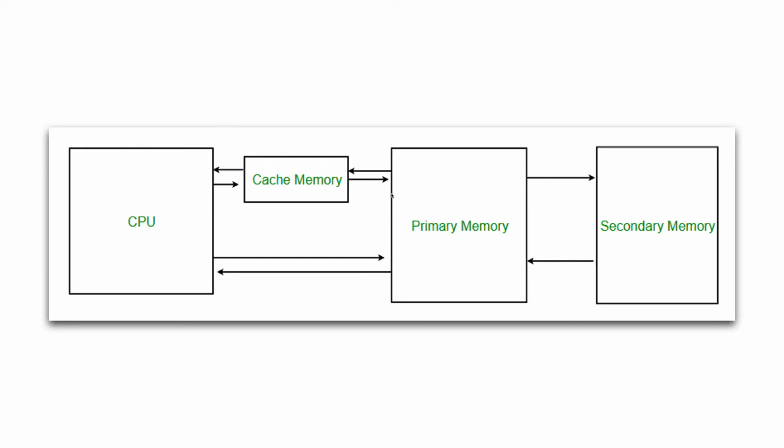So there are various independent caches in a CPU which store instructions and data. For example, in current CPU designs, they have level 1 cache, level 2 cache, level 3 cache. Usually level 1 cache is the smallest, level 2 cache is slightly bigger than level 1, and level 3 is slightly bigger than level 2.